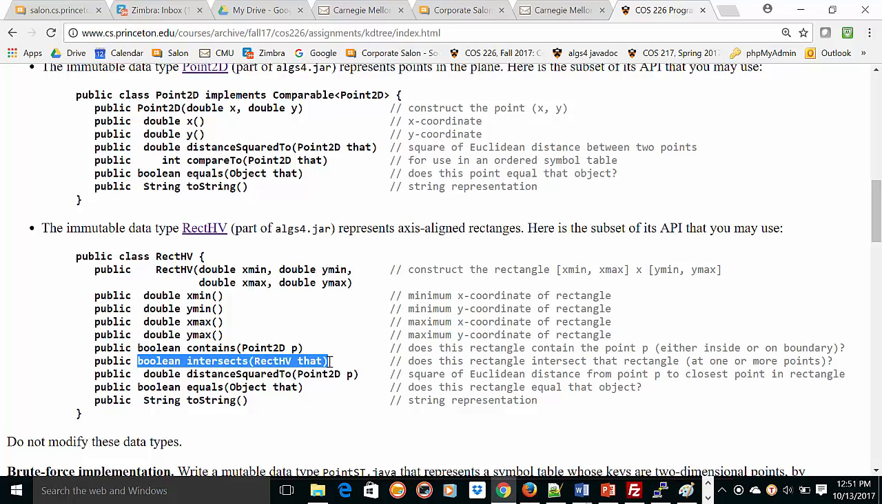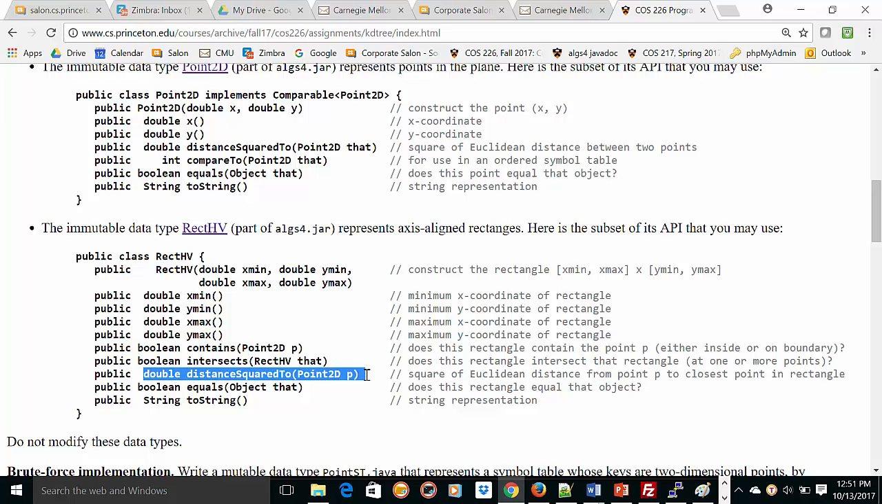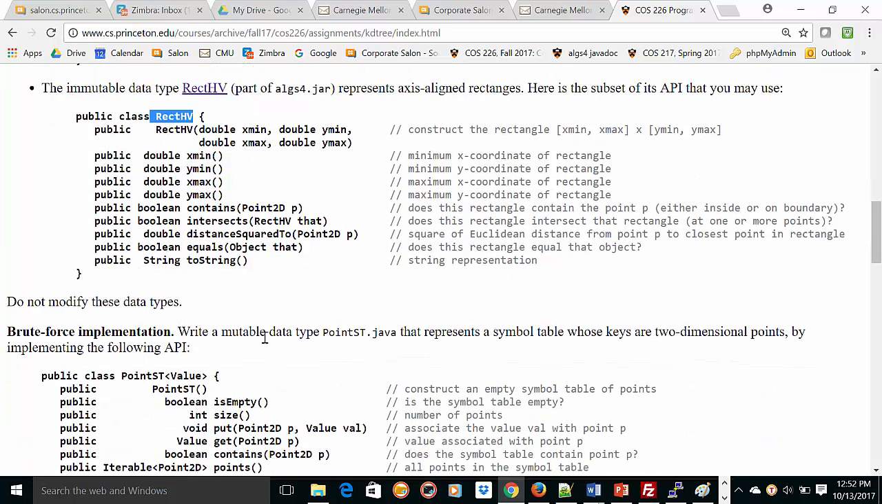As you remember, when we talked about nearest, we had to know the distance between a point and a rectangle. When we look at the range search, we had to know whether two rectangles intersect, so we can look at that branch of the tree. There are many things that are really important to know.